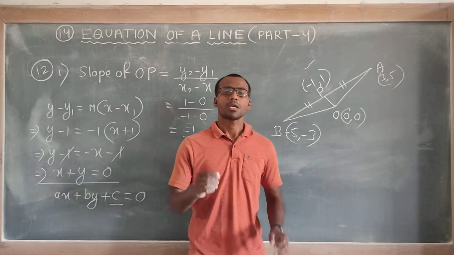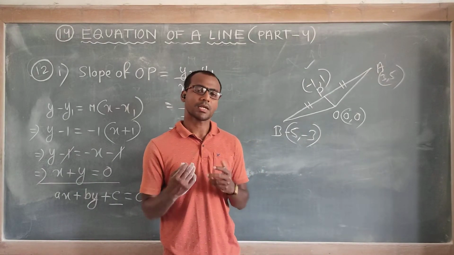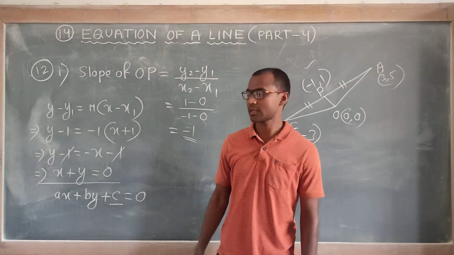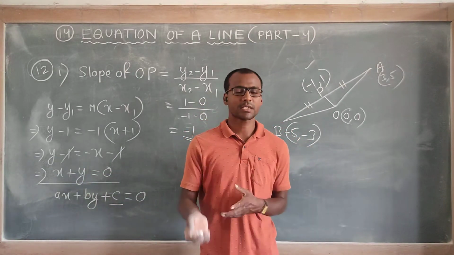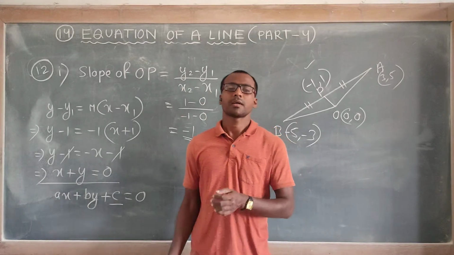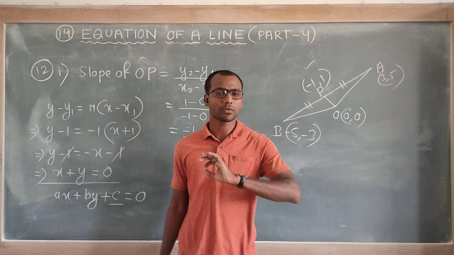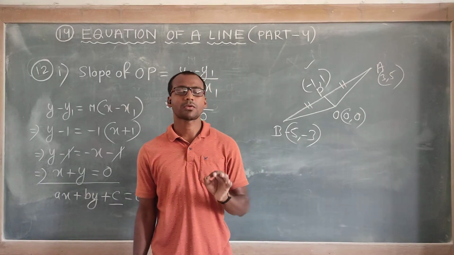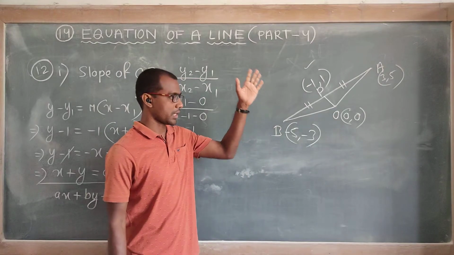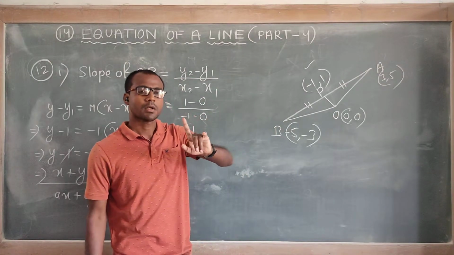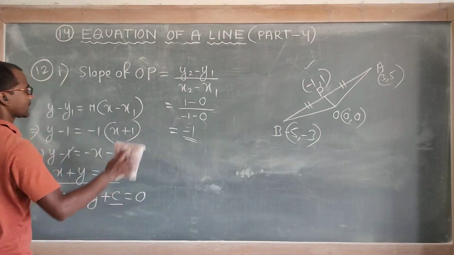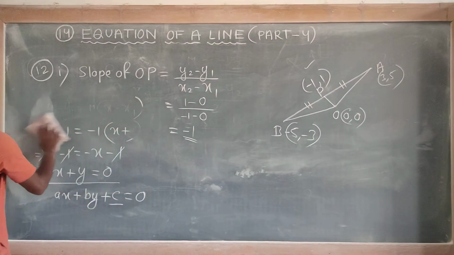Remember, if any line is passing through the origin, then its constant term will be missing. There will be no constant term. Conversely, if there is an equation of a line and its constant term is missing, then be sure that that line is passing through the origin. It may be moving up, it may be moving down, doesn't matter, but it is passing through the origin. So this is the slope of the median.